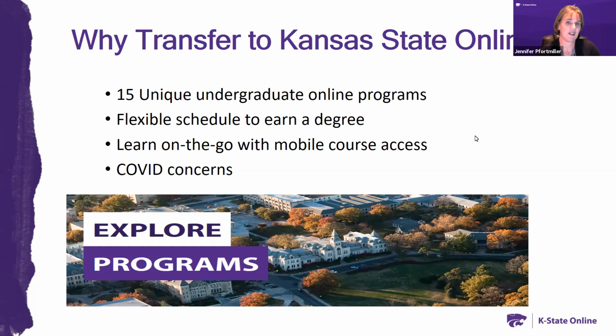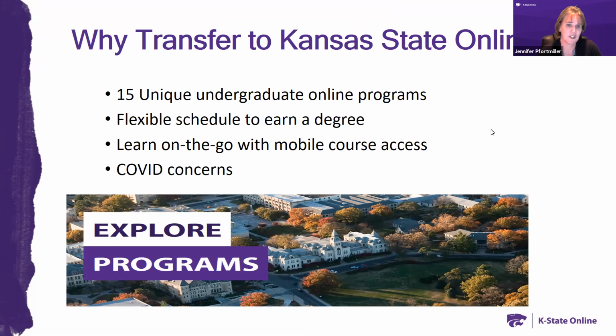And so I'm going to tell you, why would you want to transfer to Kansas State University online? Well, we think we've got 15 very unique undergraduate online programs. They do offer a flexible schedule so that you can earn a degree on your own time, whether you have free time in the middle of the day or in the middle of the night. You're able to do your coursework and still be able to do other outside activities like work, working with family, a lot of those different things. It makes an online degree very convenient.